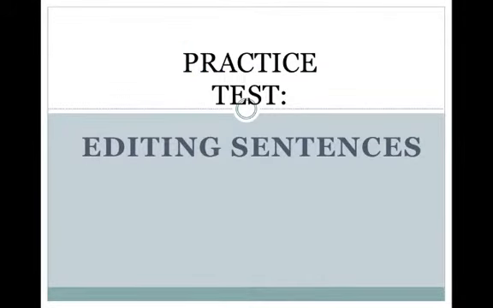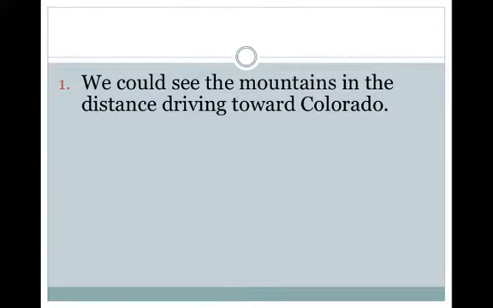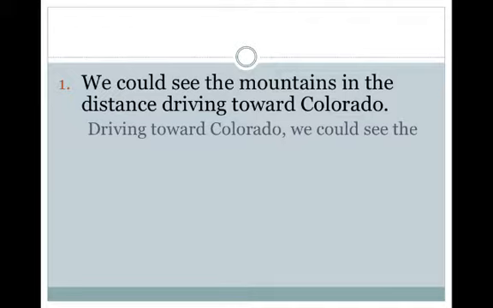So let's take a practice test. We're going to edit the following sentences to correct all dangling and misplaced modifiers. Number 1, "We could see the mountains in the distance driving toward Colorado." This is a misplaced modifier. We can fix the sentence by writing, "Driving toward Colorado, we could see the mountains in the distance."